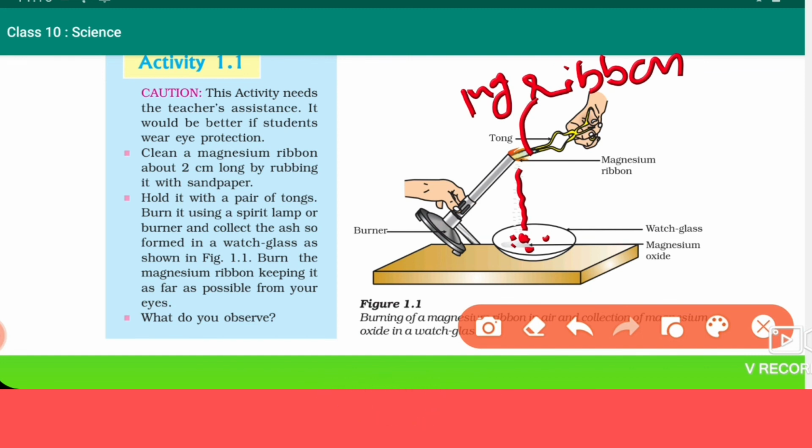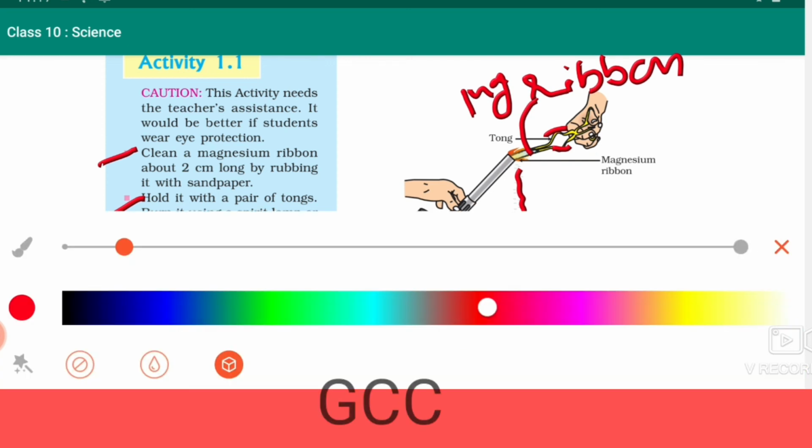What is actually happening: first of all, they are cleaning the magnesium ribbon, which is about 2 centimeters long, with sandpaper, then holding it with a pair of tongs like this. Burn it on the spirit lamp, and ashes will be formed. And they ask, what do you observe?